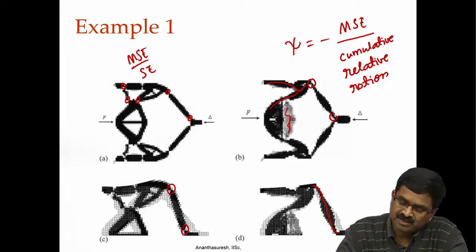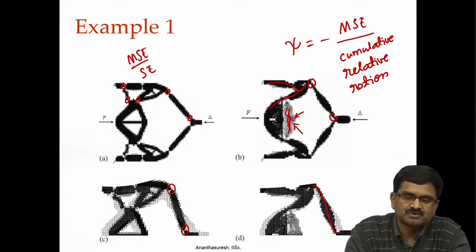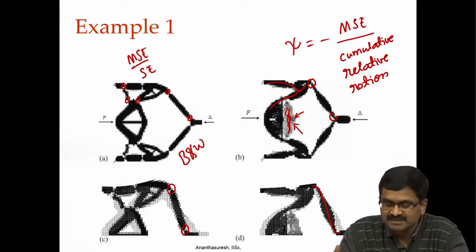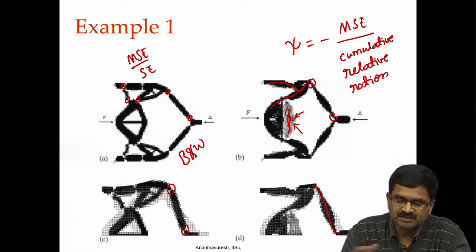Of course, there are some ill converged regions also. Here it is quite close to black and white, right, but here there are some things. Basically, the complexity of the formulation causes problems in implementation. Okay. So, that is the problem here.